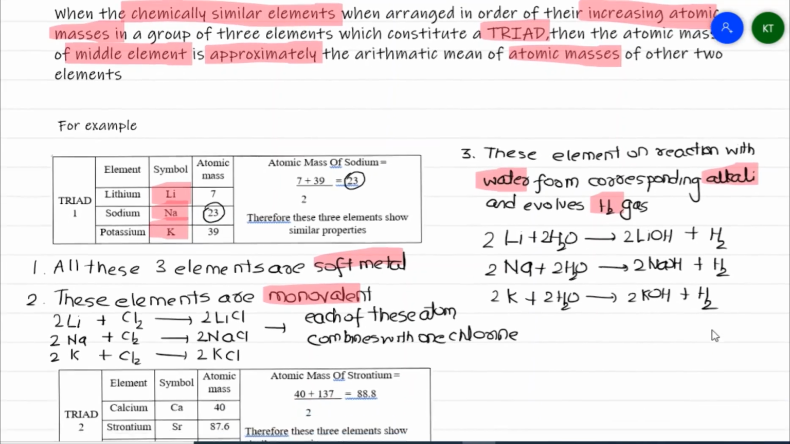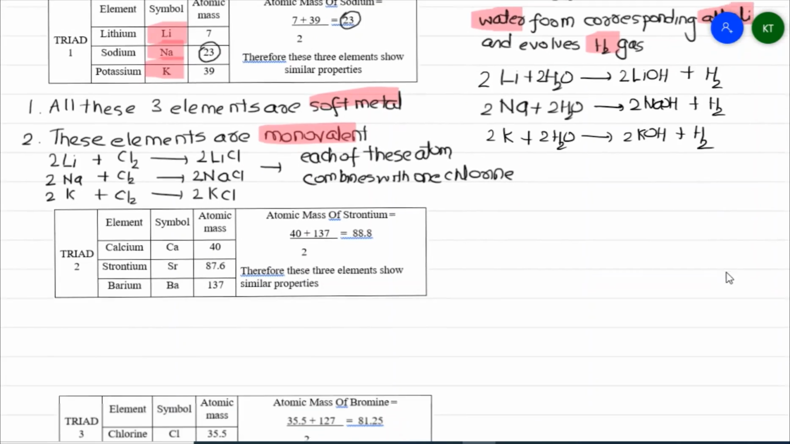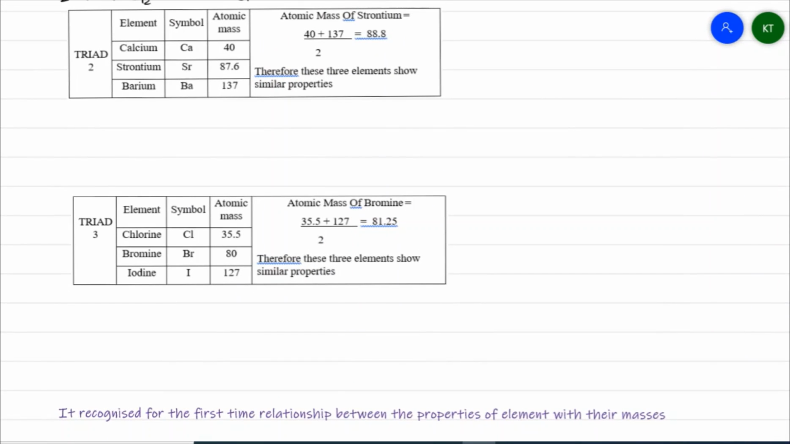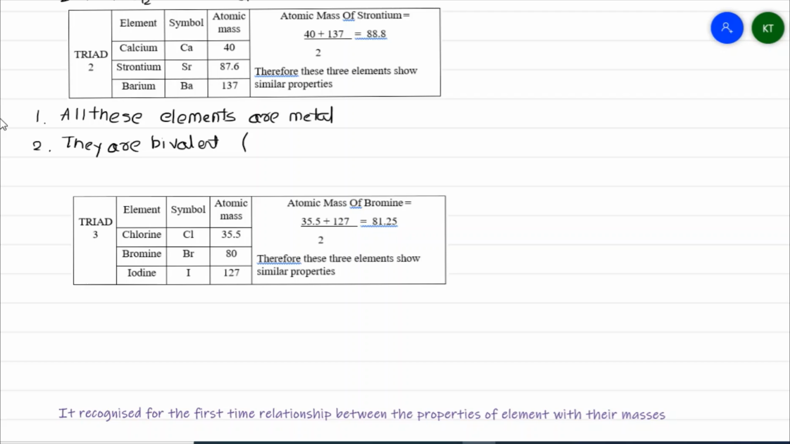Now let us focus on another example to understand this triad. I have triad 2, where I have calcium, strontium, barium. Now, what are the properties we can look for in these elements? The very first property: all these elements are metals. Second property, they are bivalent. So once again, I react these elements with chlorine.